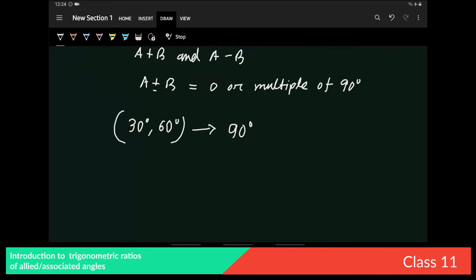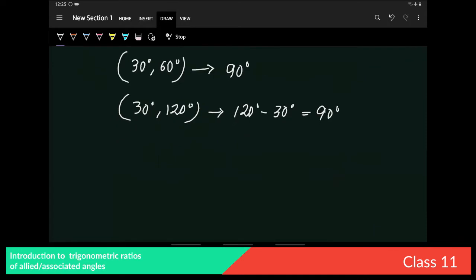Okay, let's take another example, that is 30 degrees and 120 degrees. Now, these two angles are also allied angles. Why? Because this time their difference is giving me 90 degrees. How? It is 120 degrees minus 30 degrees equals 90 degrees. So this time, the difference of these two angles is giving me 90 degrees. So these two angles are also allied angles.